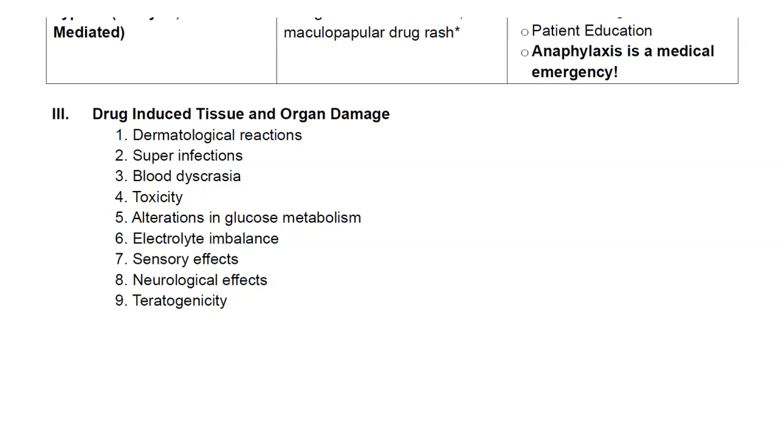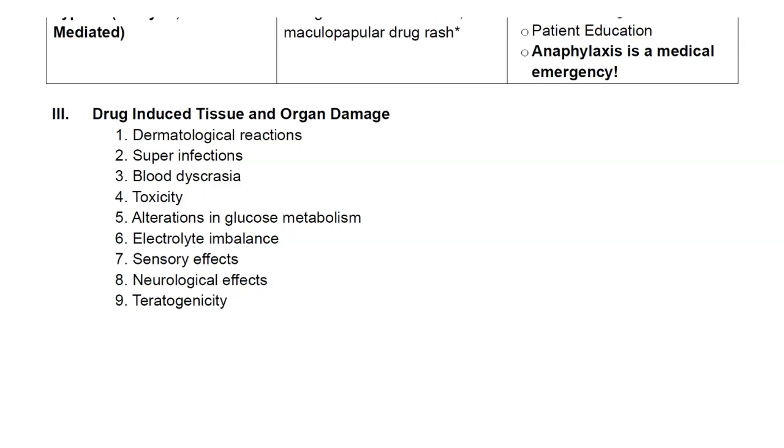It can cause blood dyscrasias. Blood dyscrasias are basically abnormalities in blood count. Toxicity, any form of toxicity, alterations in glucose metabolism. It can either increase or decrease their glucose levels. Electrolyte imbalance, same thing. So depending on the medication, some electrolytes may go up, some electrolytes may go down. Sensory effects, so it can affect their hearing, their vision, their sensation. Neurological effects, it can cause numbness, tingling, and again, other neurological signs and symptoms. And then some medications are known to be teratogenic.